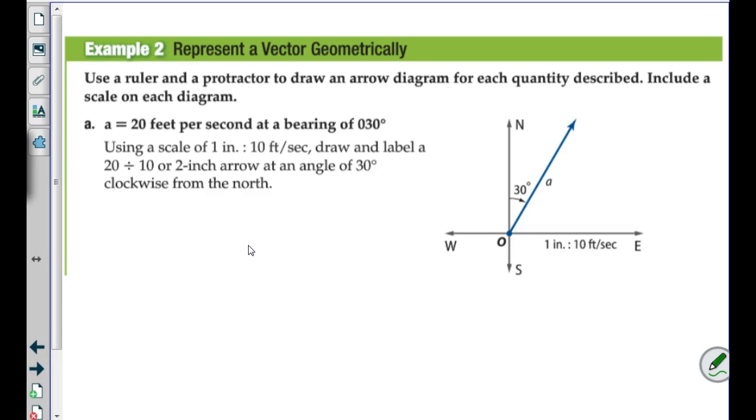I hope mine's off. All right, use a ruler and protractor. We don't have to use a ruler and protractor, but we will have to indicate this. It says 20 feet per second, so you would just draw a line and tell me it's 20 feet per second. Okay, that's all I'm going to ask you to do. But then it said at a bearing of 030, so you would need to know that that meant off of due north, and you would draw it and label it in here.